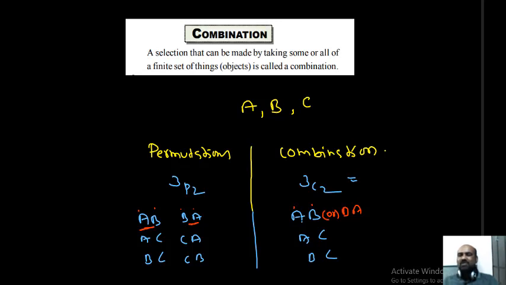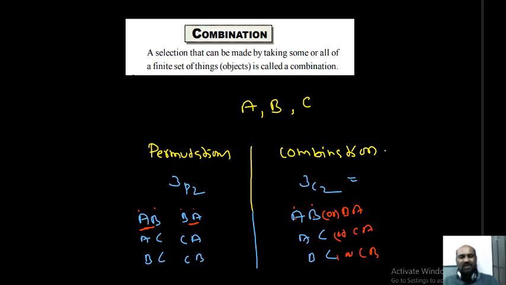Selecting two of them means AB selection, person A and person B selected. So person B and person A both are same. That's why I can say AB and BA both are same. Similarly, AC and CA both are same. BC and CB both are same in combination sense.